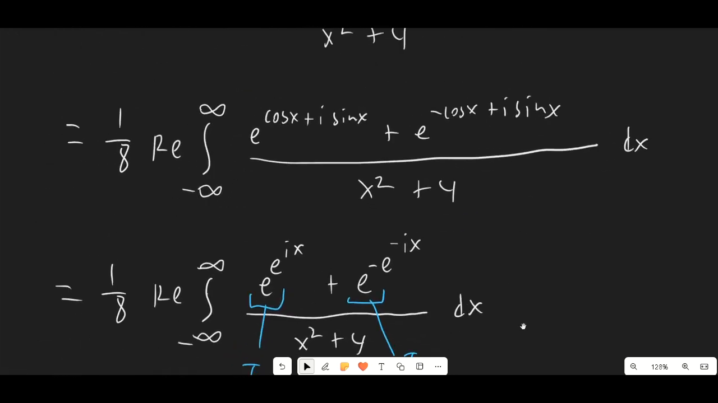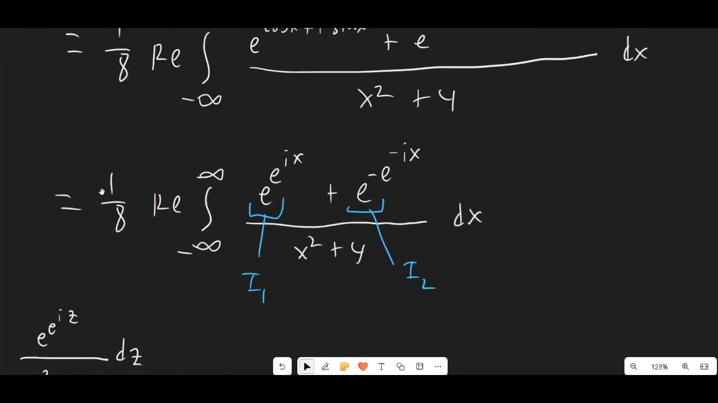So again, we still have to take that real part, and we're going to get 1/8 the real part of the integral from negative infinity to infinity of e to the ix plus e to the negative ix. I know that's a bit of a mouthful and looks like a very complicated function, but contour integration is incredibly powerful and will let us deal with these two functions very easily. So we're going to split these up. This is going to become I1, the integral with e to the ix, and I2 is going to be the integral with e to the negative ix.